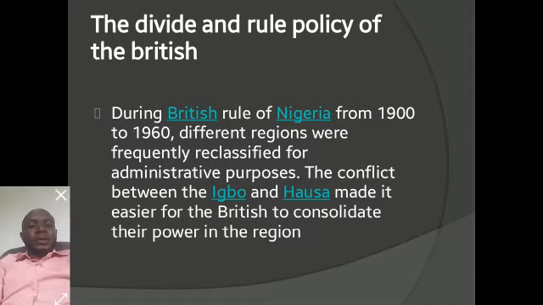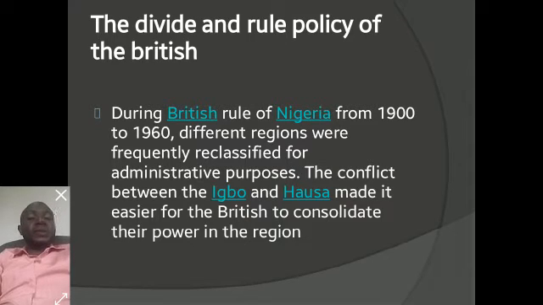The divide and rule policy of the British. The British rule of Nigeria from 1900 to 1960. During the British rule of Nigeria from 1900 to 1960, different regions were frequently reclassified or administratively reclassified for administrative purpose. Why were they doing that? Because they wanted to have a strong grip over the country. They wanted to have total control over the administration of the country.